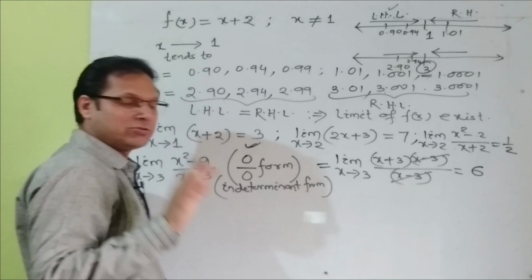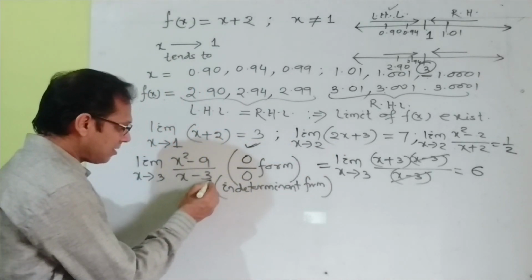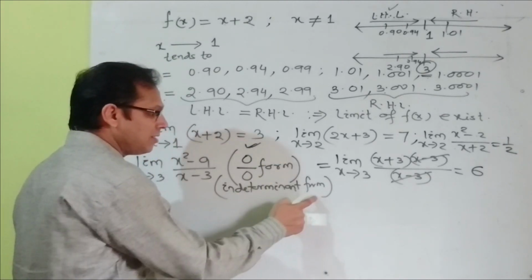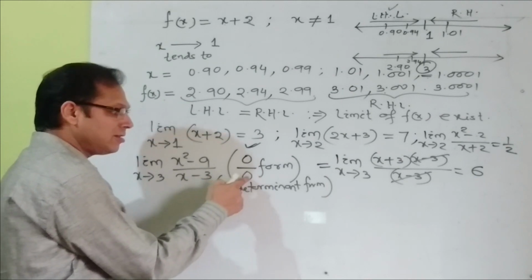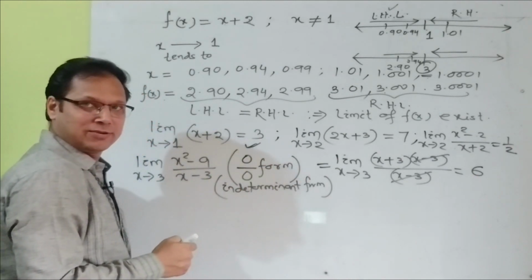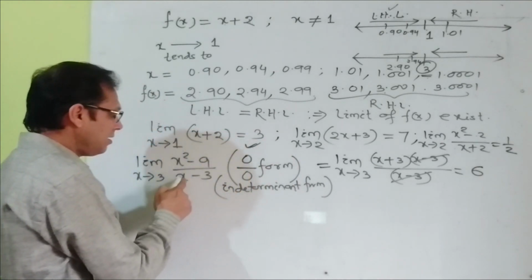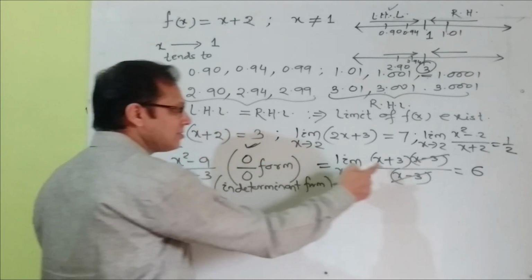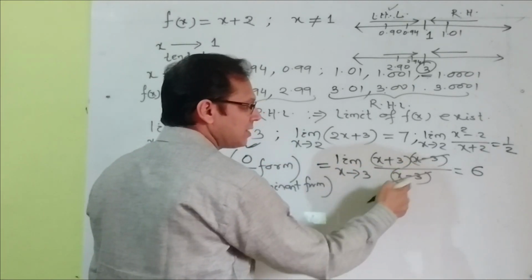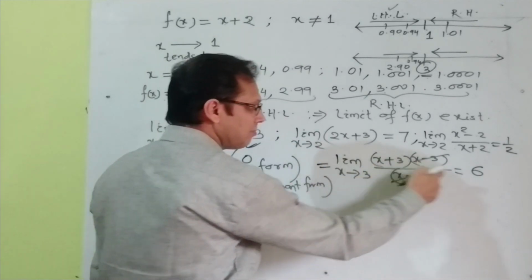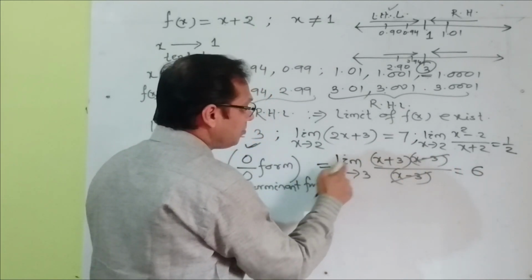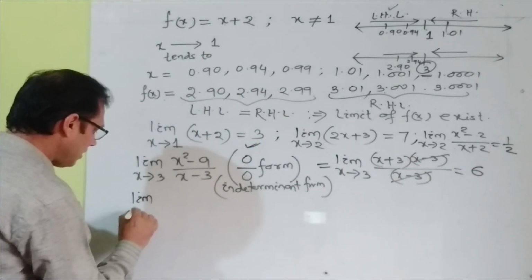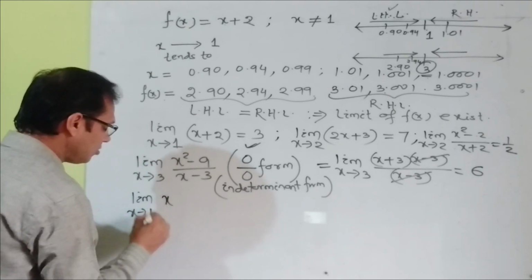First you have to find which one is the reason for the indeterminate form. Here you see at the denominator, when x minus 3 is there, this one is the main reason for the indeterminate form, that is 3 minus 3 is 0 at the denominator. When it is 0, this one is undefined, meaningless, so you have to remove this one in any way. You can remove this one by factorization, that is (x plus 3) into (x minus 3) by (x minus 3). The x minus 3 cancels and we are left with x plus 3. Then limit x tends to 3: 3 plus 3 is equal to 6.